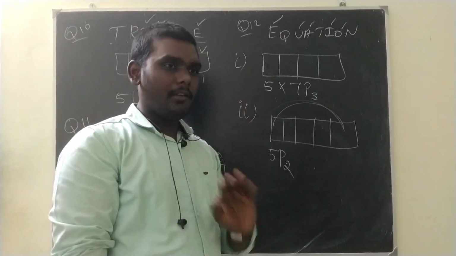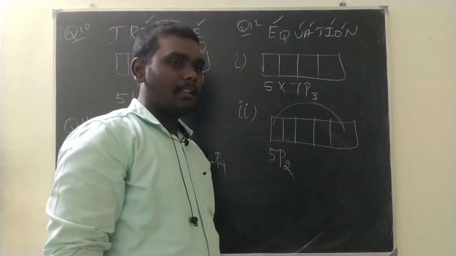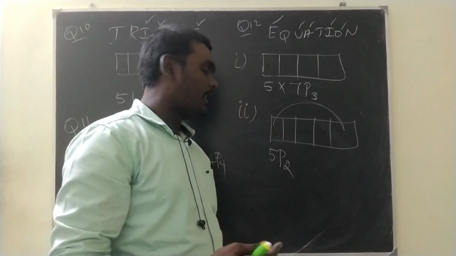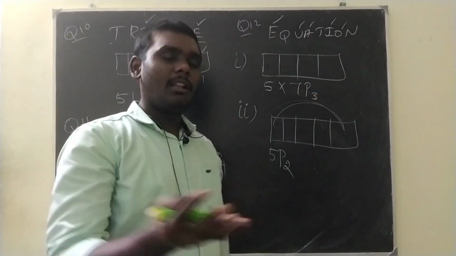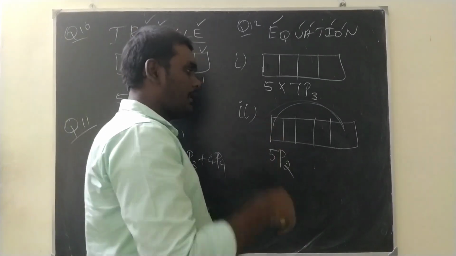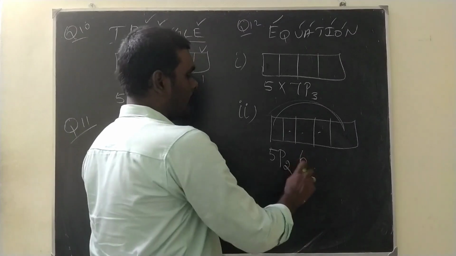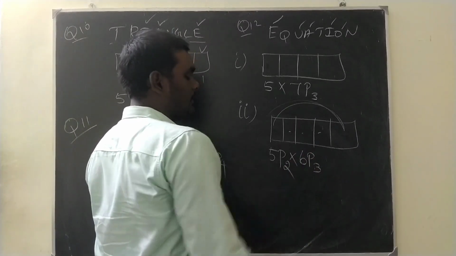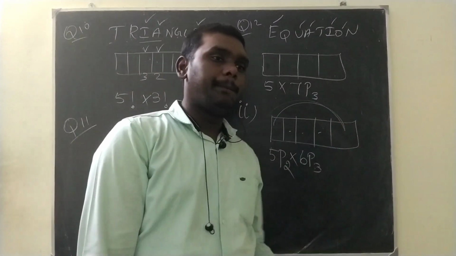5p2 is equal to 5 into 4. This has 5 chances, that has 4 chances. Simply 5p2. So 2 letters have been chosen, and the total number of letters is reduced to 6. From that, how many letters do we want? 3, so 6p3. That's all. Or else, as you said, 5 into 4 into 6p3.